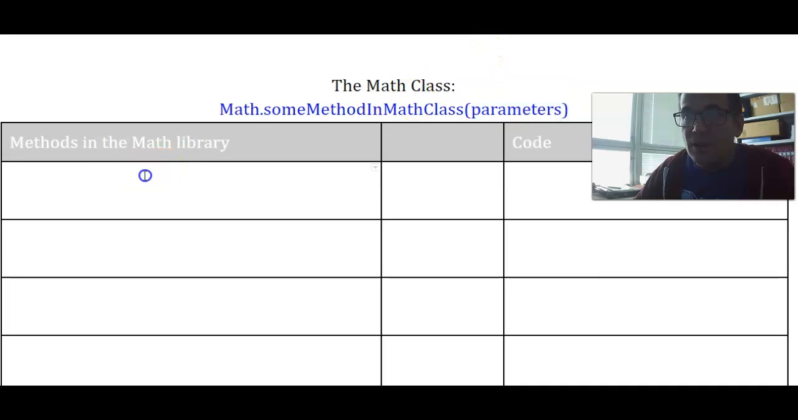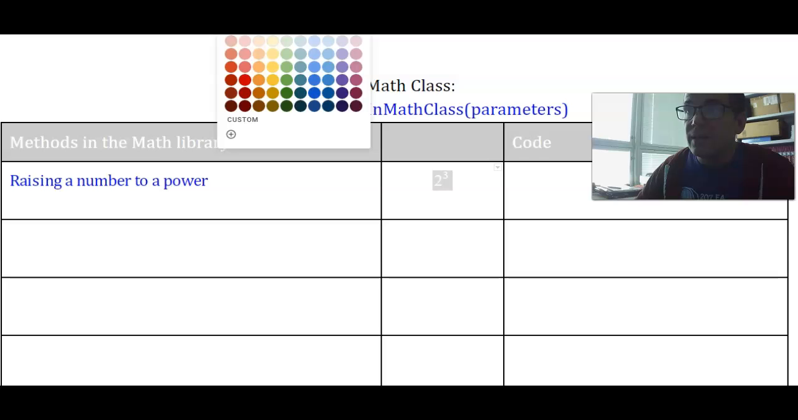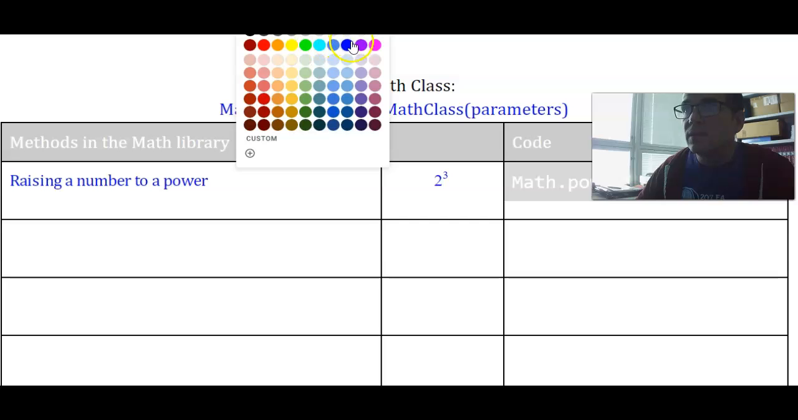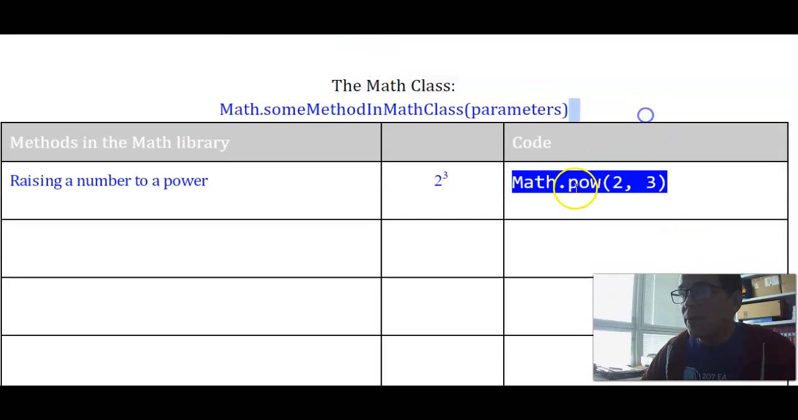For example, if I wanted to raise a number to a power, there is a method in the Math class that's called pow. The code that I would type is capital M Math dot pow, and that tells the computer, go to that little library that's called Math. In there is a method called pow, and to that method I want you to pass the values 2 and 3. And then this method will return whatever 2 to the 3rd is. So this is something you want to memorize or know pretty well.